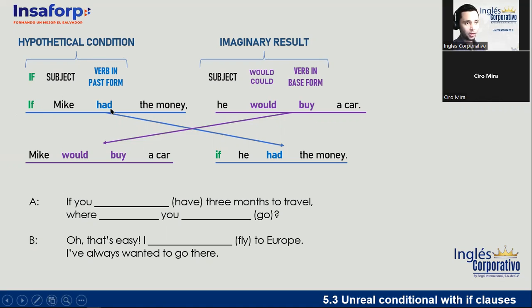Sometimes it will be affirmative, like in this case, have. Sometimes it will be negative. So you're going to use the negative form of past simple, which is didn't have.